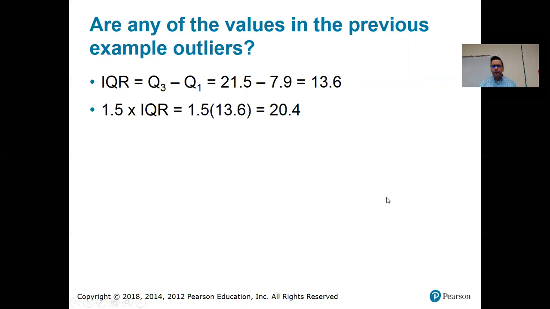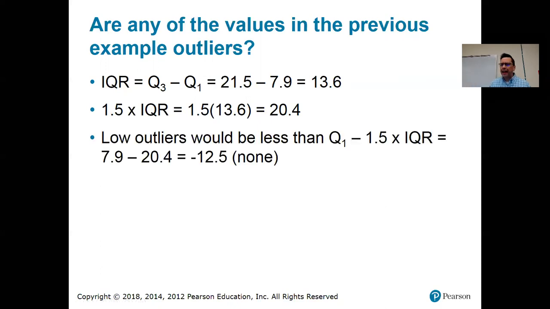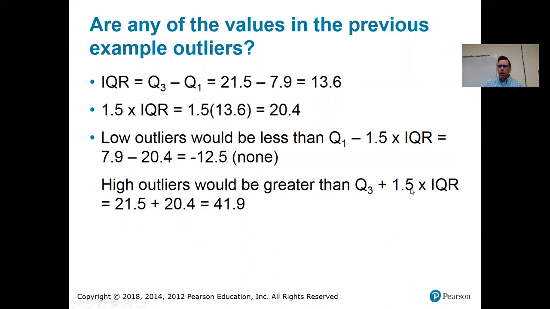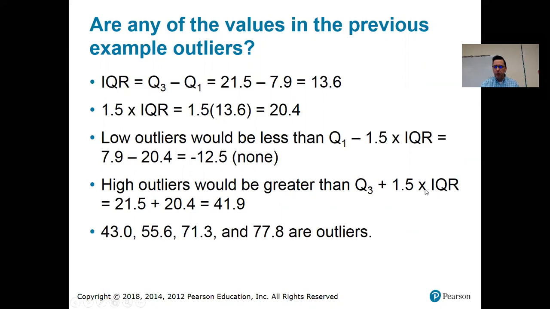So an outlier would be anything that is either less than the first quartile minus 1.5 times the IQR, which would be 7.9 minus 20.4. That comes out to negative 12.5. And obviously there were no values in this data set that were negative. So there are no low outliers, but high outliers would be anything greater than the third quartile plus 1.5 times IQR. That would be anything greater than 41.9. And we did have a few of those. We had 4 of those. That's kind of unusual to have that many outliers.